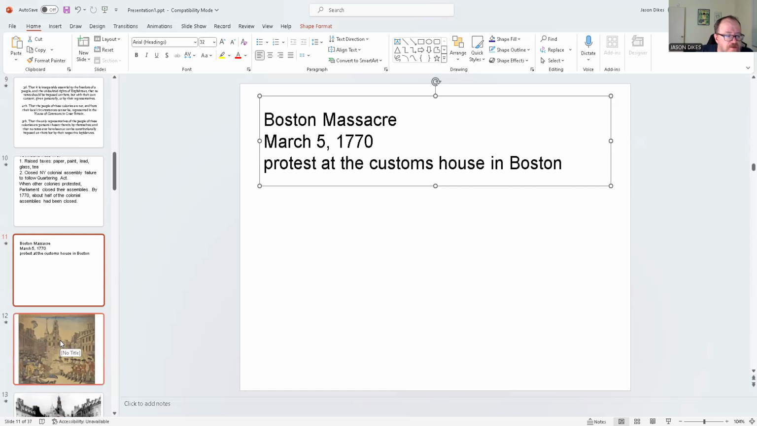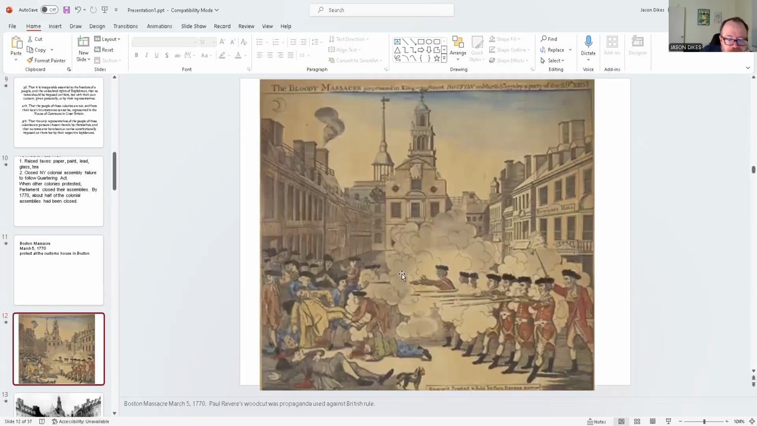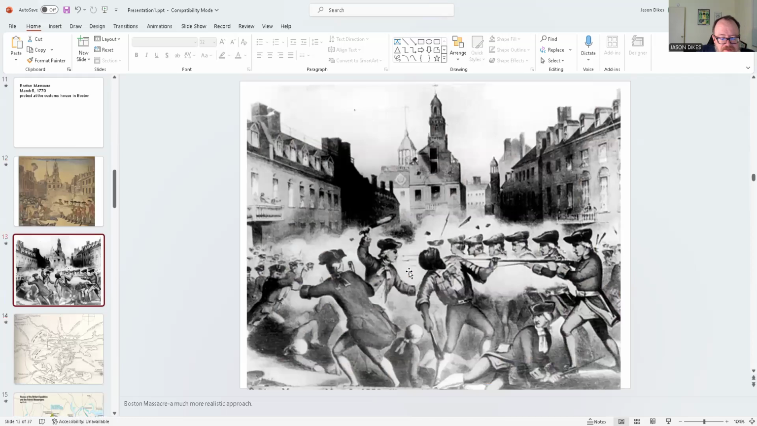And so if we look at this, now this is Paul Revere's woodcut. You can see the British are all politely lining up and firing on command. And here are the Bostonians, innocent Bostonians, just being shot down in the streets. This is propaganda, okay? In reality, the Boston Massacre was a pitched battle between British troops and Americans.